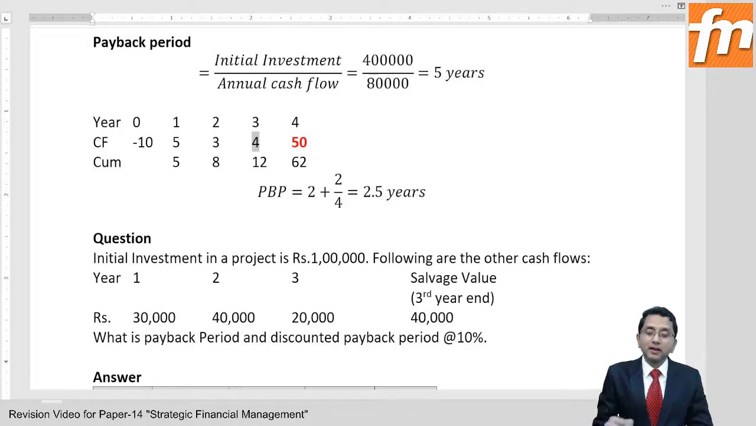So as far as your regular annual cash flows are concerned, you assume that within the year, cash flow doesn't occur at the end of the year. You assume that within the year, cash flow accrues evenly. So if 12 lakh is the inflow in some year, you assume that every month you are earning 1 lakh rupees. If 24 lakh is the inflow in any year, then under the payback period method, you assume that each month you are earning 2 lakh.